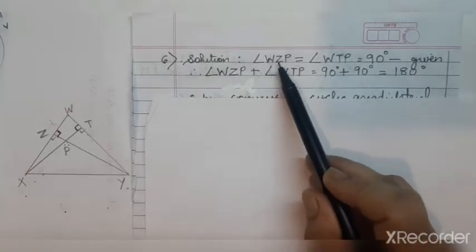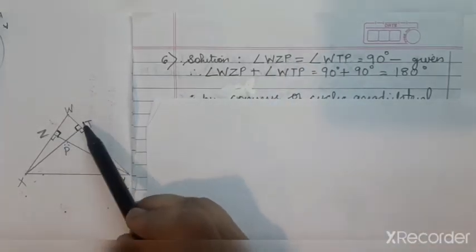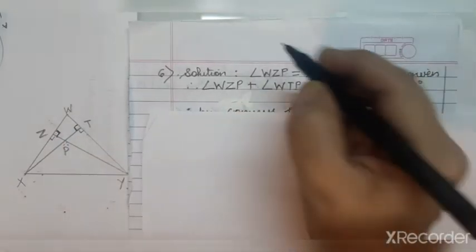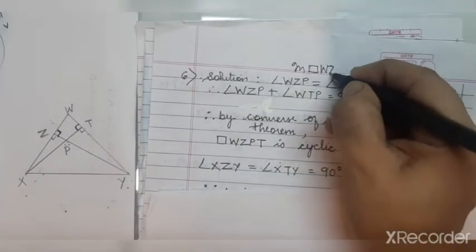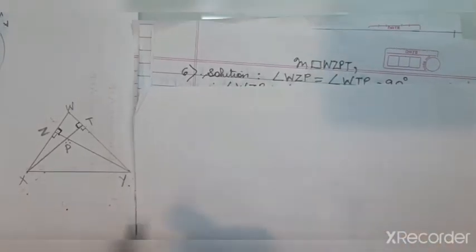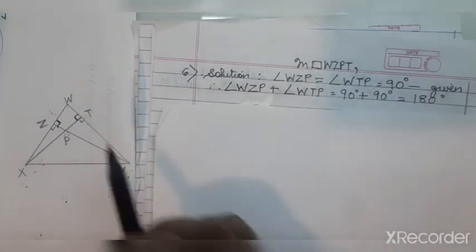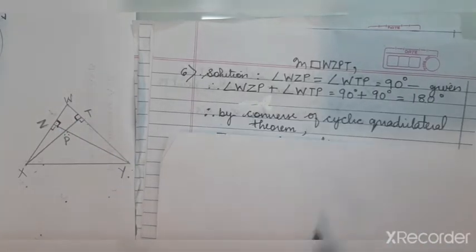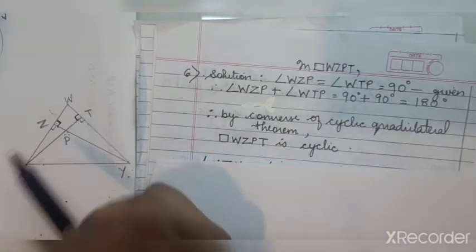So, here same thing. We have written which angles are 90 degrees, WZP in this quadrilateral WZPT. So you can mention here, in quadrilateral WZPT, we are talking about this quadrilateral, these opposite two angles are 90 degrees each. Therefore, if we take the sum of those two angles, we get 90 plus 90, 180. And by the converse of cyclic quadrilateral theorem, we say that this quadrilateral is a cyclic quadrilateral.